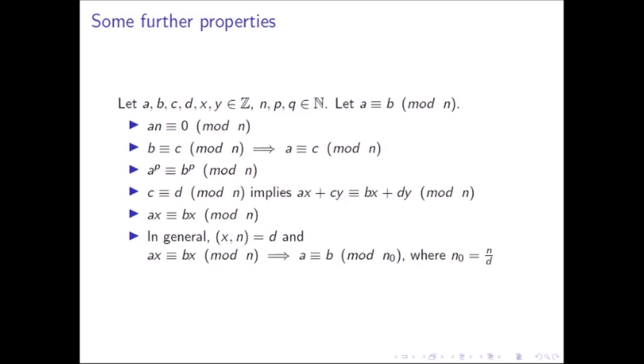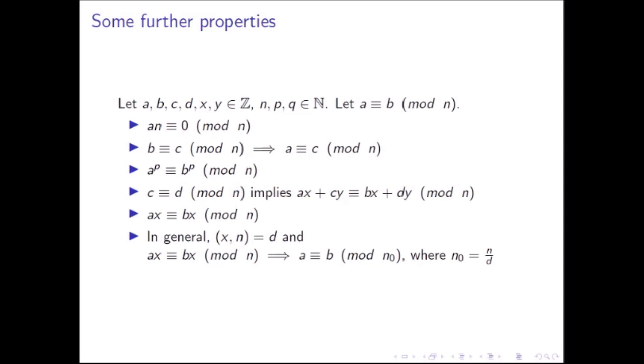Just go through these properties. I'll just state two of them in detail. First of all, look at this one. If A is congruent to B mod n is known, and we also have additionally B is congruent to C mod n, then A is congruent to C mod n.